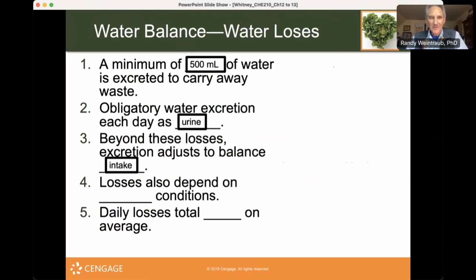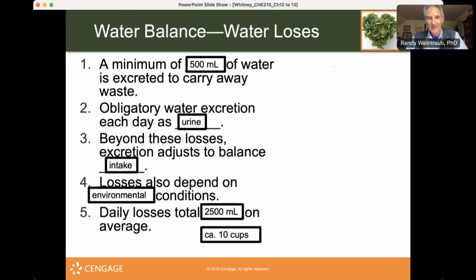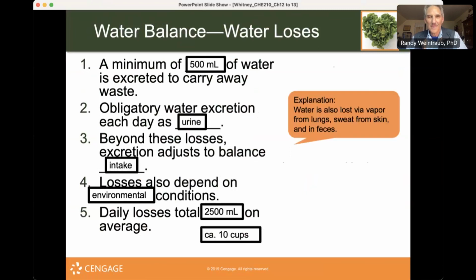Beyond these losses, excretion also needs to be adjusted with intake. The losses also depend on environmental conditions, for instance, temperature and humidity. Daily losses can total 2,500 milliliters on average, and that's about equivalent to 10 cups of water.